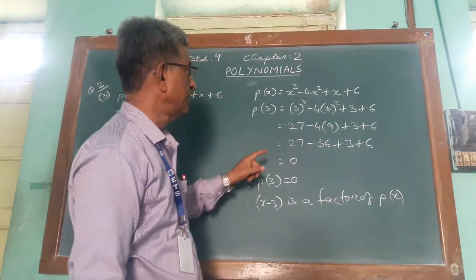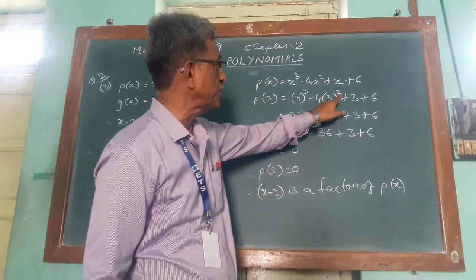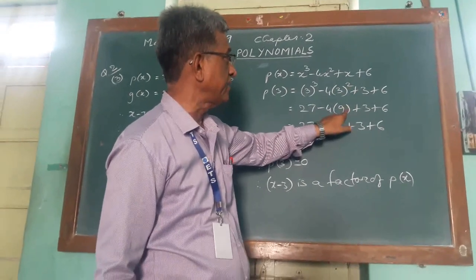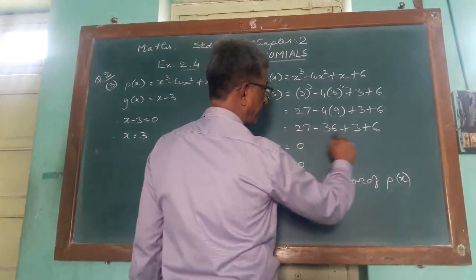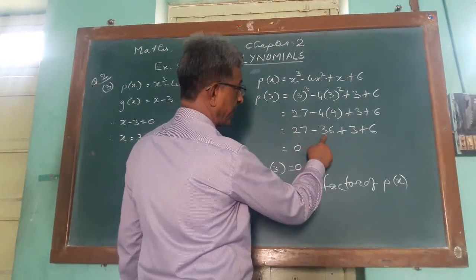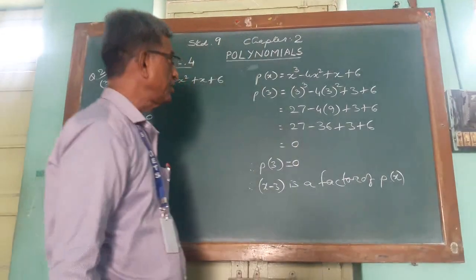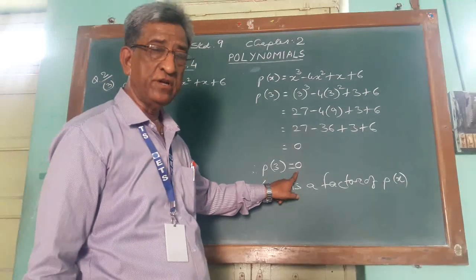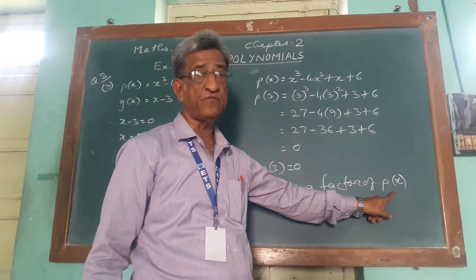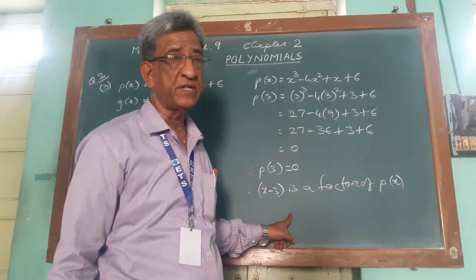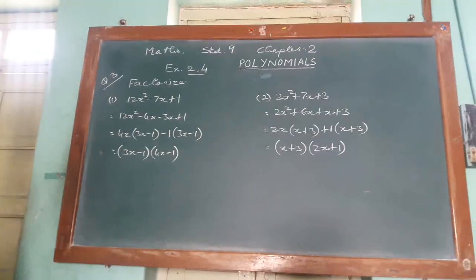Then simplify. 3 cube is 27 minus 4 into 3 square. 3 square gives you 9. Plus 3 plus 6. Multiply this, 9 4s are 36. Now simplify this. 27 minus 36 plus 3 plus 6. You will get 0. So here p of 3 equal to 0. If you get 0, you can say that x minus 3 is a factor of px. So for this example, you can say that gx is a factor of px.